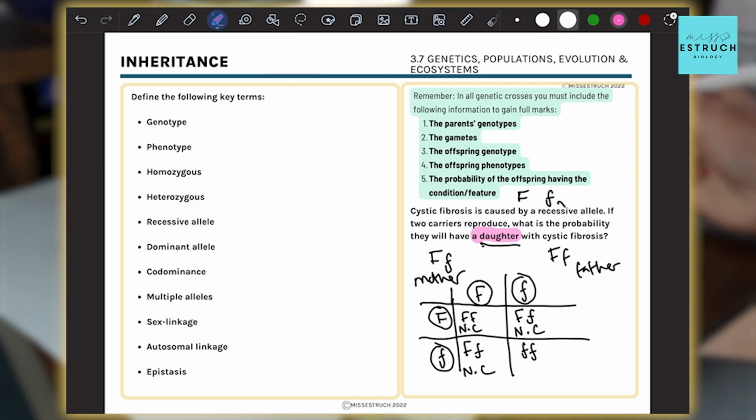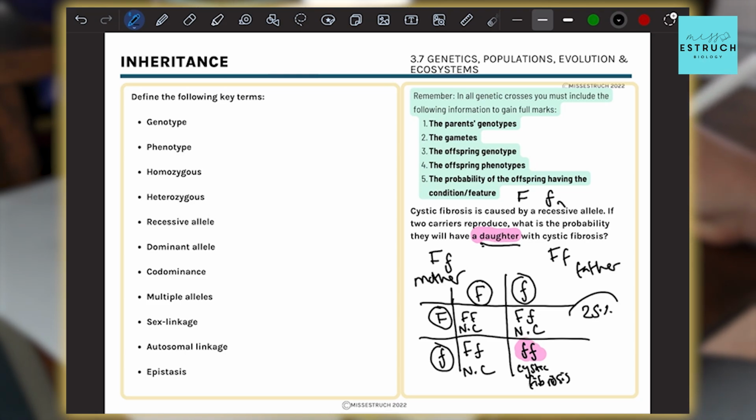I'm going to highlight this one because that's the only one where we've got homozygous recessive. So that means that genotype would give the phenotype, cystic fibrosis. And then that means we've got 25% probability. However, there's also 50% probability of having a biological daughter versus biological son. So that means we need to do 50% of 25, or in other words, half of that.